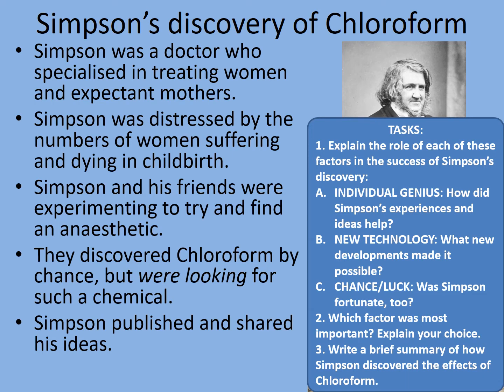Okay, let's complete these tasks then. Explain the role of each of these factors in the success of Simpson's discovery. Firstly, individual genius. How did Simpson's experiences and ideas help? Next, new technology. What new developments made it possible? And lastly, chance and luck. Was Simpson fortunate too? Then, which factor was most important in your view? Explain your choice. And lastly, write a brief summary of how Simpson discovered the effects of chloroform. Pause the video here and complete those tasks.